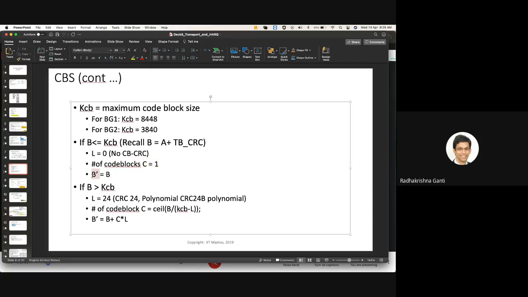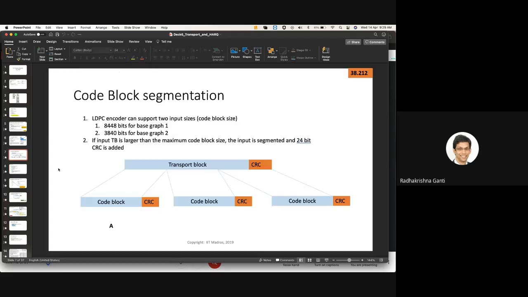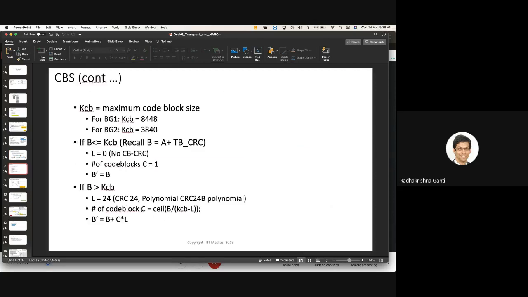This B dash will become clear in a little while. On the other hand, if B, the total number of bits after you add the TB CRC, is larger than KCB, what do you do? This CRC is also a 24-bit polynomial. A 24-bit CRC is added for the code blocks. The number of code blocks will be equal to the ceiling of B divided by KCB minus L. Why KCB minus L? Because in each code block you are also adding 24 bits now, so they subtract L. 8448 minus 24 is 8424. You divide B by 8424, for example, if you are using BG1, and take the ceiling of it. So those many code blocks will be there.